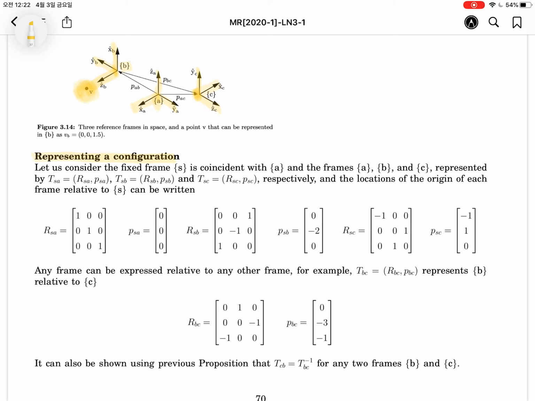Okay, this is an example. A frame is equal to the S here. This is the assumption of this one. Okay, and then let's describe the B frame in terms of the A frame. So the x vector will be the z vector, so 0, 0, 1. And the y vector will be the minus y, so 0, minus 1, 0. And then the z vector is equal to the x, so 1, 0, 0. Okay, like this we can read the configuration of a frame.